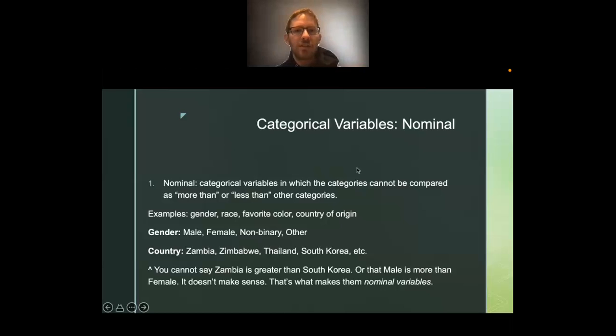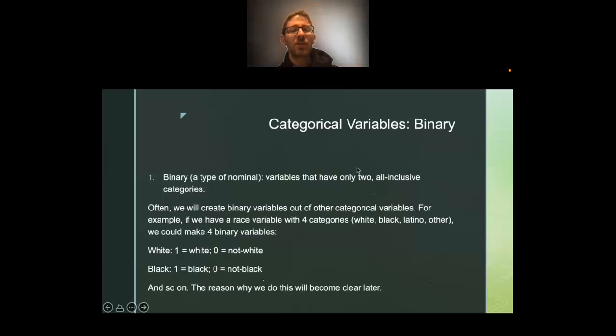The next kind is a type of nominal variable. It's called binary, and it's a variable that has two all-inclusive categories. Generally, people would use gender as the classic binary variable. We know that gender is not binary. We know that it's more than that, but most surveys still only ask people if they're male or female, and so it's often treated as a binary variable.